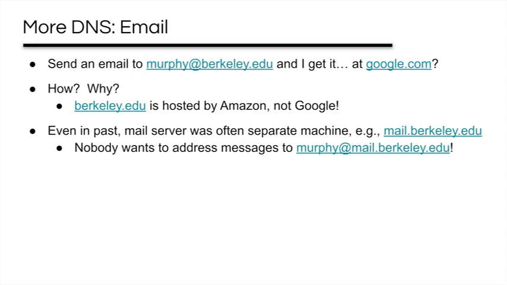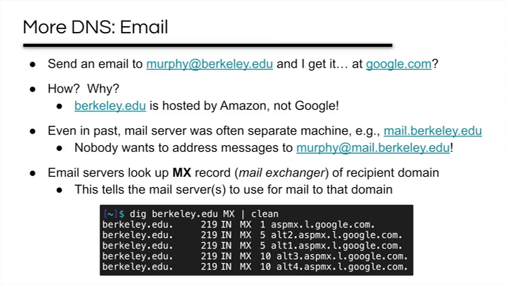Even in the past, it was really common to have a separate email server called something like mail.berkeley.edu, for example. But nobody wants to type an address for an email to murphy@mail.berkeley.edu. And so the way that this works is that when email servers are delivering mail, they look up an MX or mail exchanger record for the recipient domain. And this basically tells the mail servers to use that domain name instead. So if you look at Berkeley's MX records, it actually has several, and they all point to some Google machine.